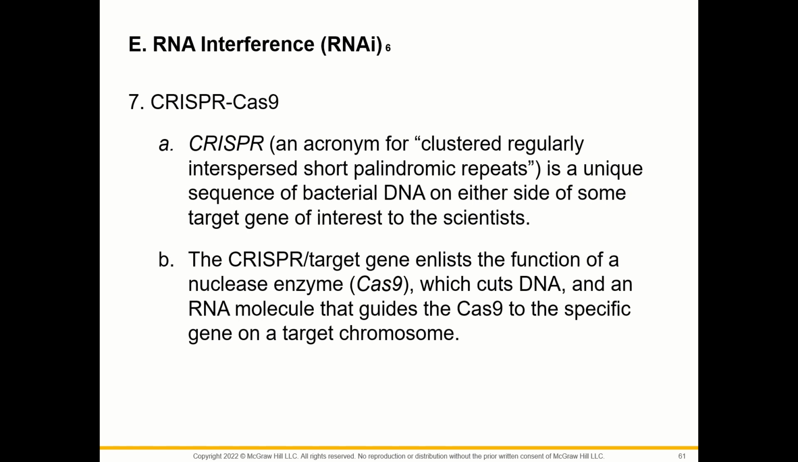CRISPR is an acronym for Clustered Regularly Interspersed Short Palindromic Repeats. Yeah, we'll just call it CRISPR. It's a unique sequence of bacterial DNA on either side of some target gene of interest to the scientists. The CRISPR target gene enlists the function of nuclease enzyme Cas9, which cuts DNA, and an RNA molecule that guides the Cas9 to the specific gene on the target chromosome.